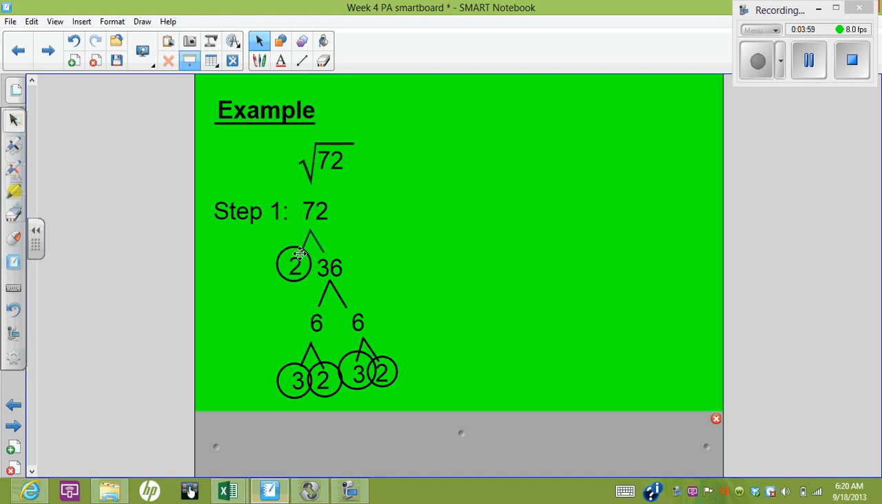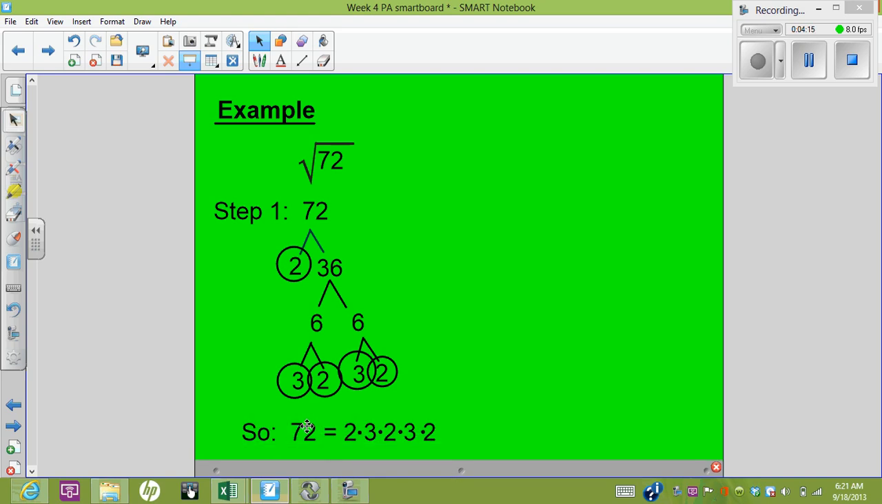So I have continued breaking my number down and circling my prime factors as I go, because that means it's the end of a branch. That's why it's called a factor tree. If I take this and flip it upside down, it looks like a tree with branches and such. So I keep branching off until I end up with nothing but prime factors. And then my prime factorization of 72, right here, is this 2, times this 3, times that 2, times this 3, times this 2. So I have 2 times 3 times 2 times 3 times 2. That's the prime factorization of 72.